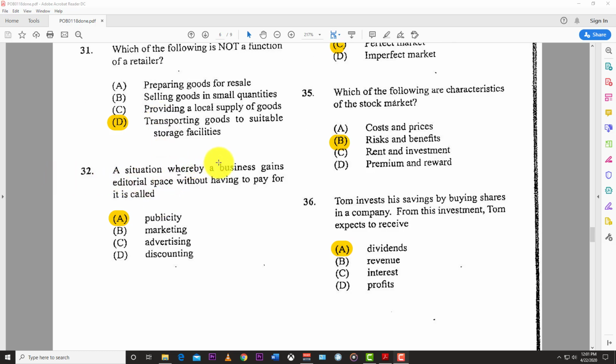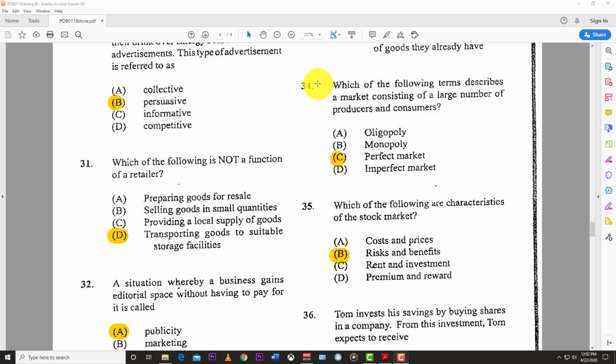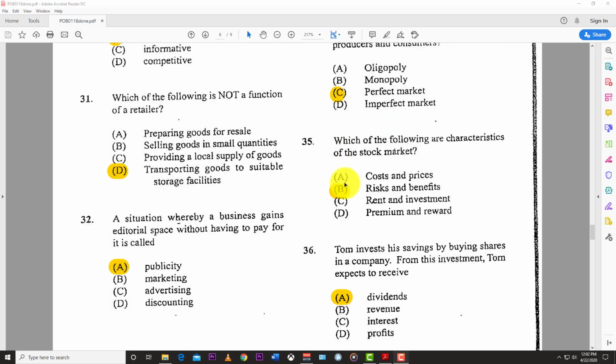32, a situation whereby a business gains editorial space without having to pay for it is called, and the answer here is A, publicity. 33, market equilibrium exists when, and so the answer here is C, at current prices, the amount buyers wish to buy or demand equals the amount sellers want to sell. Supply. Equilibrium occurs where supply and demand are equal. 34. Which of the following terms describe a market consisting of a large number of producers and consumers? And the best answer here is C, the perfect market.